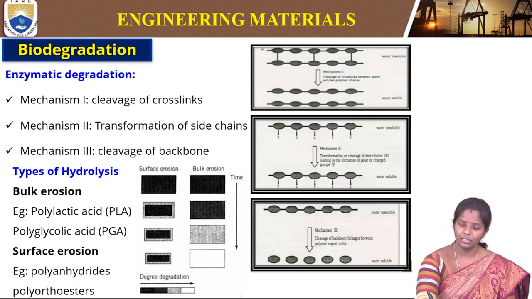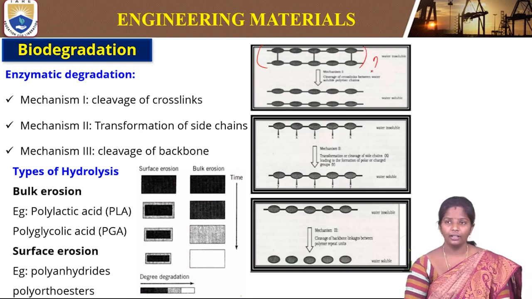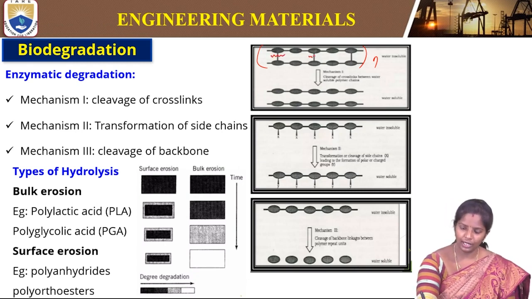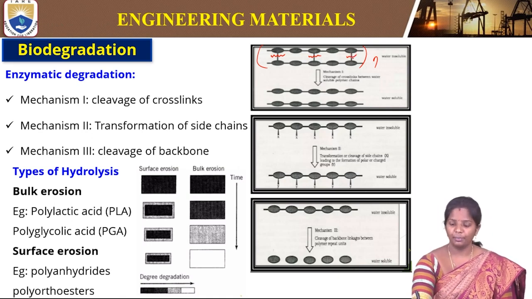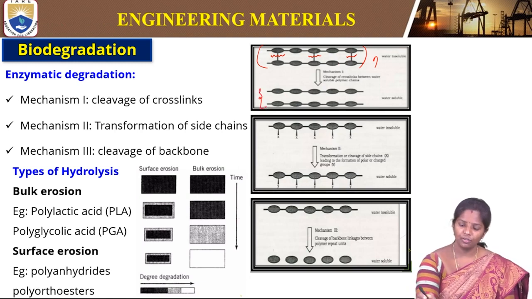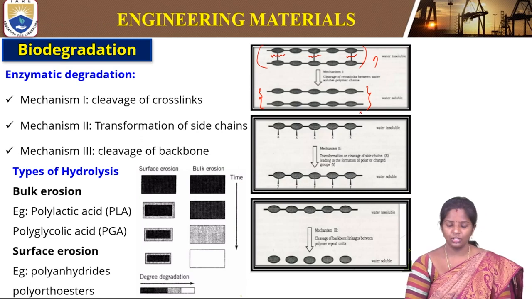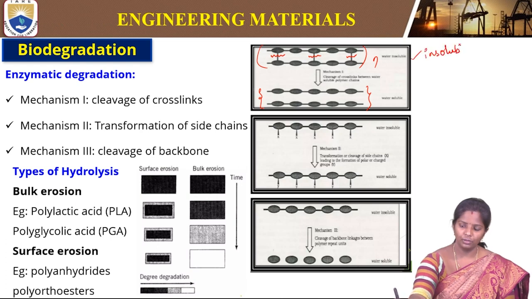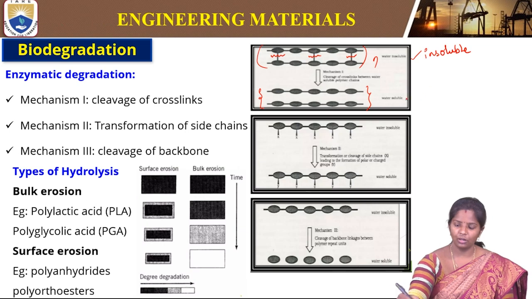For example, this is the polymer chain, n times. The first step is the cleavage of crosslinks. The crosslinks are generally hydrogen bonding. These crosslinks will be separated, and the chain will be open. This forms the open chain structure. When it has crosslinks, it is water insoluble. When the chain opens without crosslinks, then it becomes soluble.